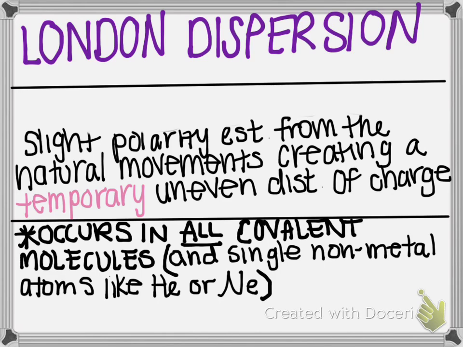Next is London dispersion. London dispersion is the slight polarity established from the natural movements creating a temporary uneven distribution of charge. And London dispersion occurs in all covalent molecules and single nonmetal atoms like He or Ne.